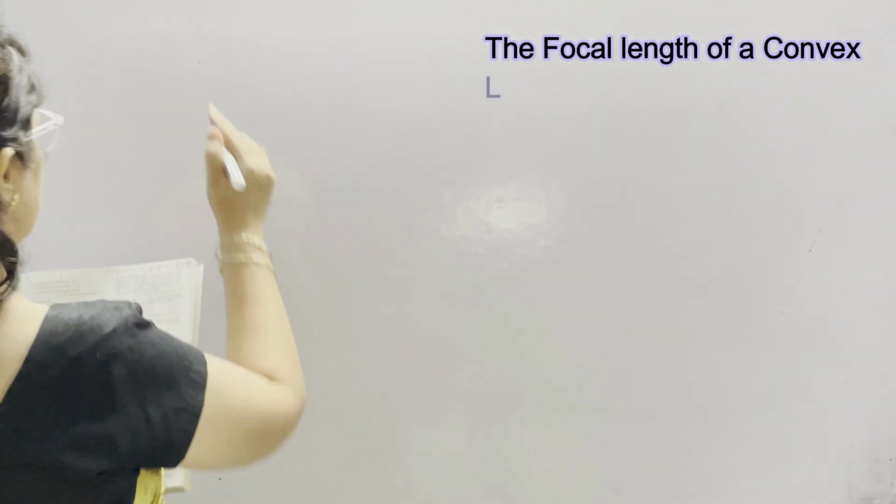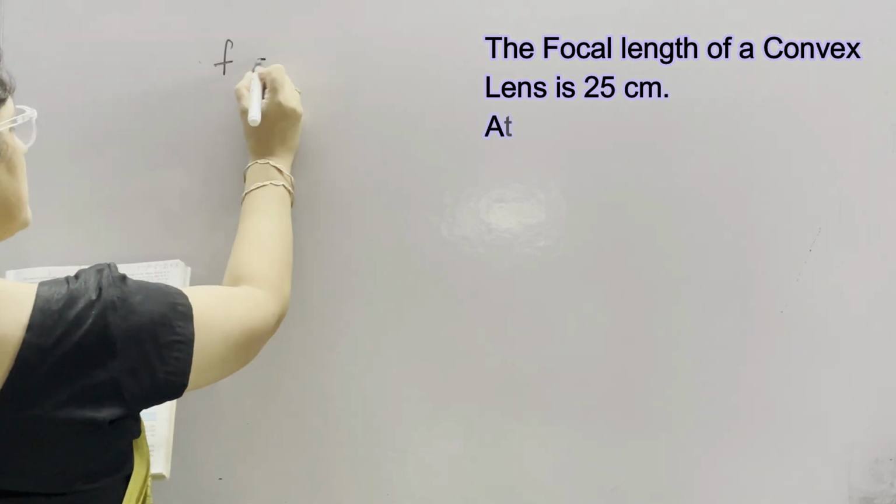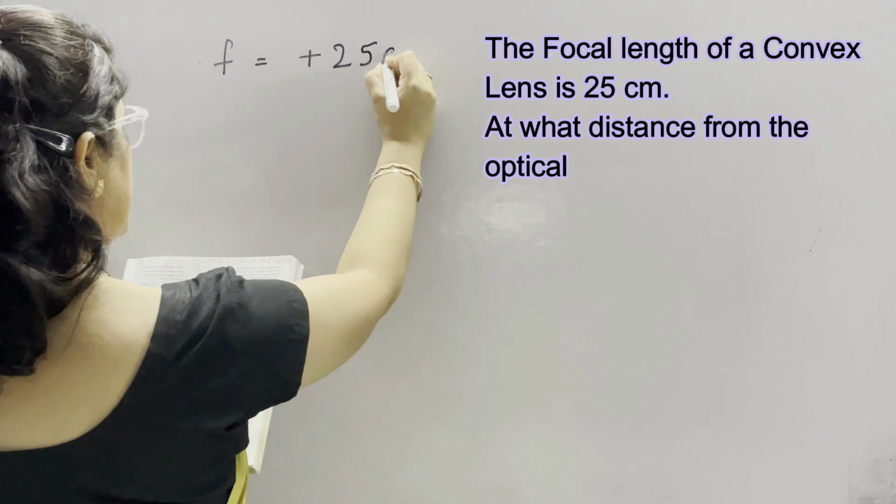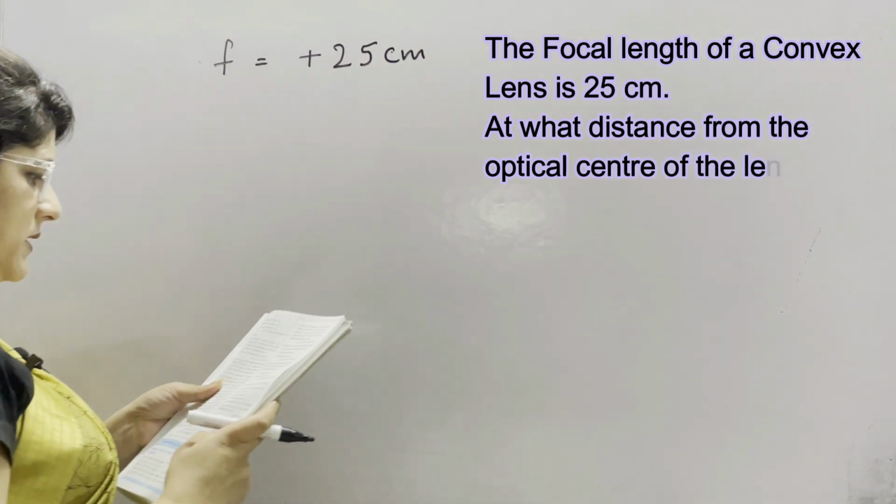Now we are going to start discussing numericals. They are very important from the examination point of view also. Usually they carry 3 marks, but sometimes they are of 4 marks also. So now coming to the first numerical, the focal length of a convex lens is 25 centimeter. Now for a convex lens, we know that focal length is positive. So plus 25 centimeter, this is the focal length of the convex lens given.